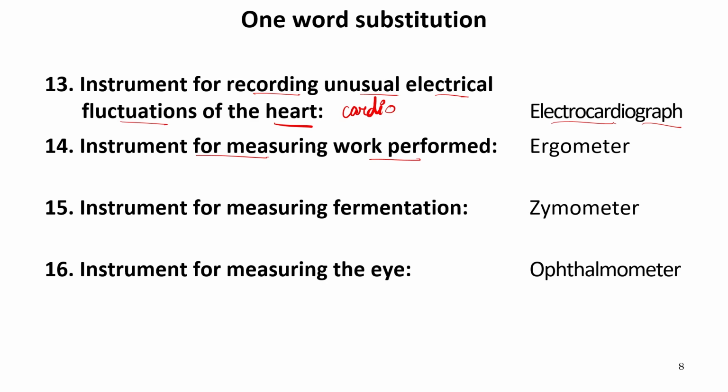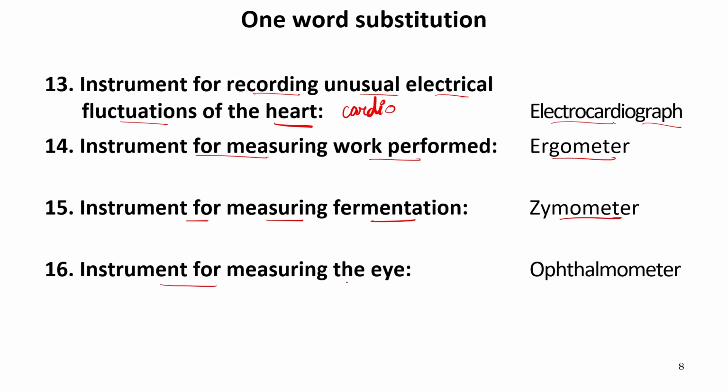For example, whatever the exercise they do, they just check that in this much of time, how much exercise they have done. So that is work performed. So work performed here refers to the exercise or the workout they are doing. That is known as ergometer. Now, instruments for measuring fermentation. Whenever fermentation takes place, we have to calculate that in some cases. So the instrument for calculating such fermentation, that is known as zymometer.